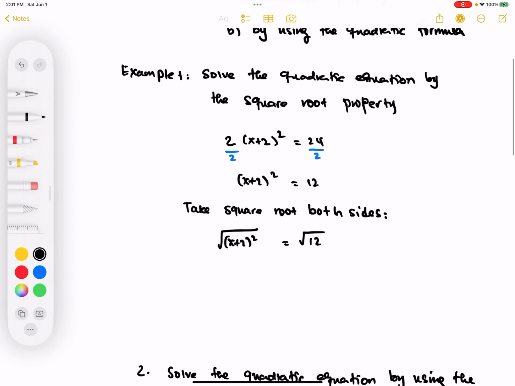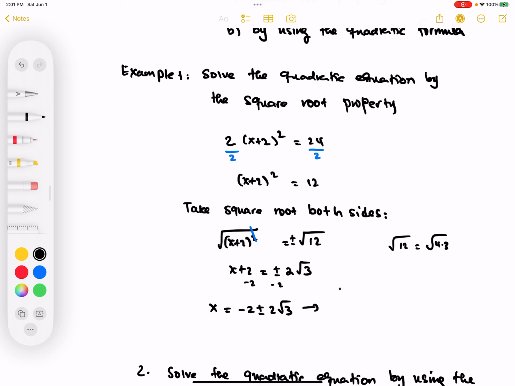Now when you see this, the left side becomes x plus 2, and remember that this is plus or minus radical 12. Radical 12 is 4 times 3, and 4 is a perfect square, so it is 2 root 3. Then the solution is, subtracting 2 from both sides, x is equal to minus 2 plus or minus 2 root 3.